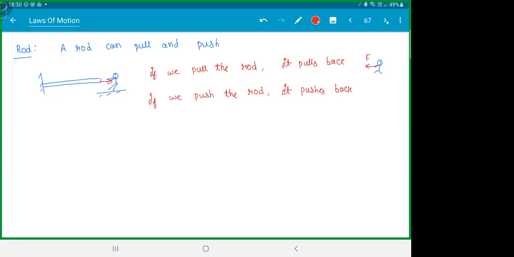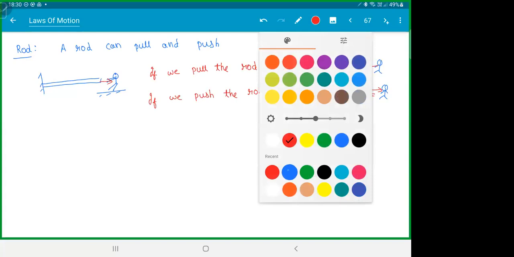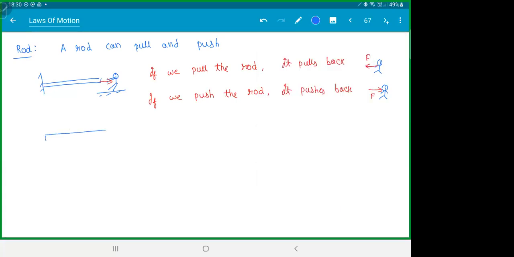I know it looks kind of basic, but that's how we go for basics. They have to be very clear. It pushes you back. I'm becoming good at drawing, right, nowadays.